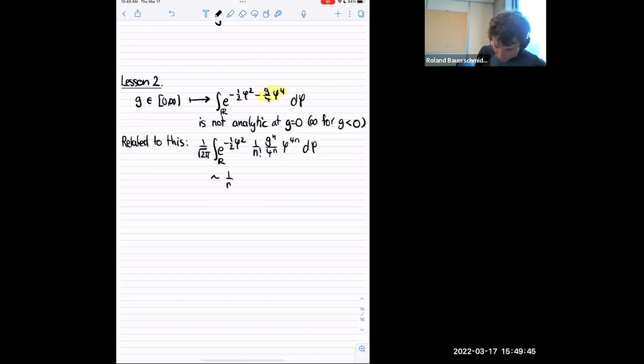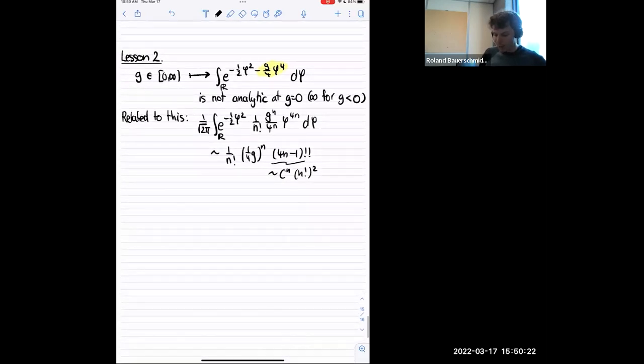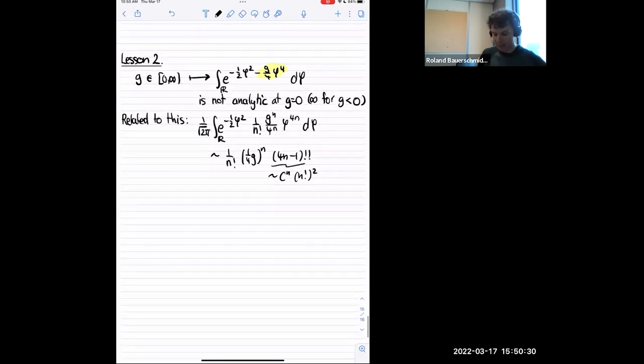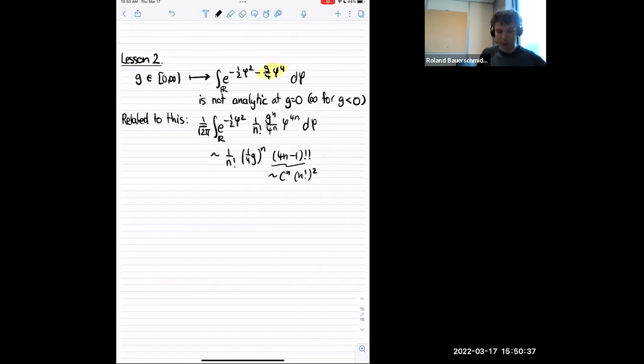If you compute this Gaussian moment, it's just a single real variable phi. Well, you have a one over n factorial that came from the expansion of the exponential, and then maybe you have the explicit prefactor 1/4 g to the n. But now you have this Gaussian moment of order 4n, and Gaussian moments grow like 4n minus 1 double factorial, so just the odd terms. This grows like n factorial squared. We have 1 over n factorial to compensate from the expansion of the exponential, but we have n factorial squared here. So there's no way we can do the sum. And of course, we shouldn't be able to, because we know it's not analytic. This is another incarnation of this issue. If you try to do this, the moments grow quickly.